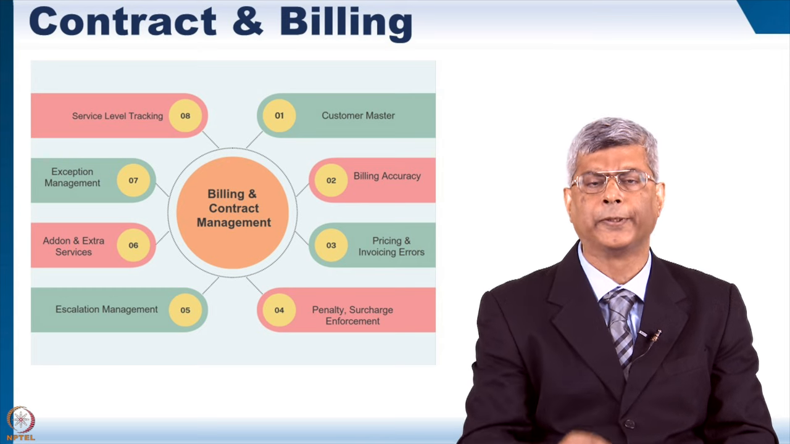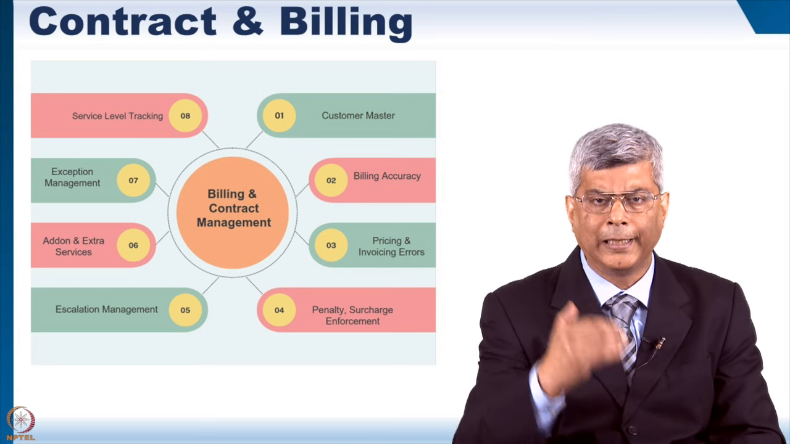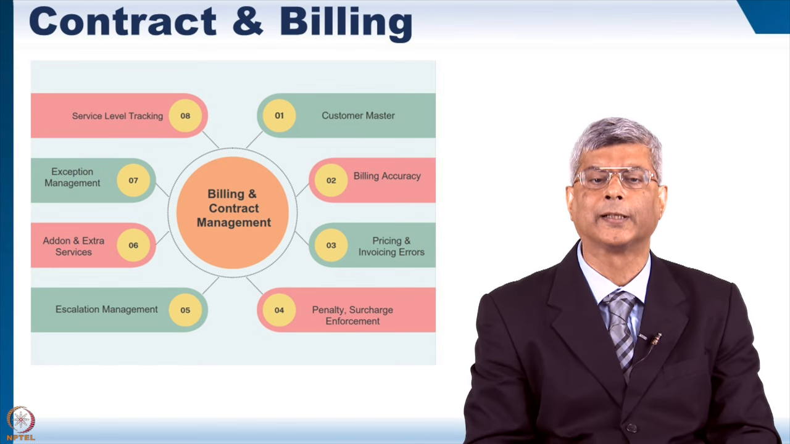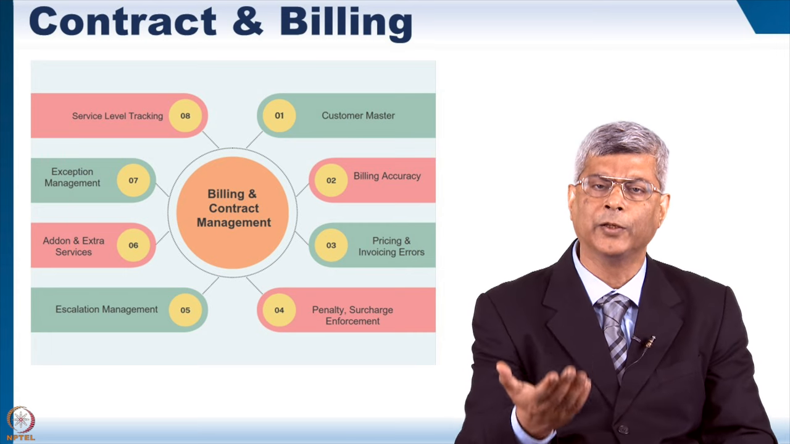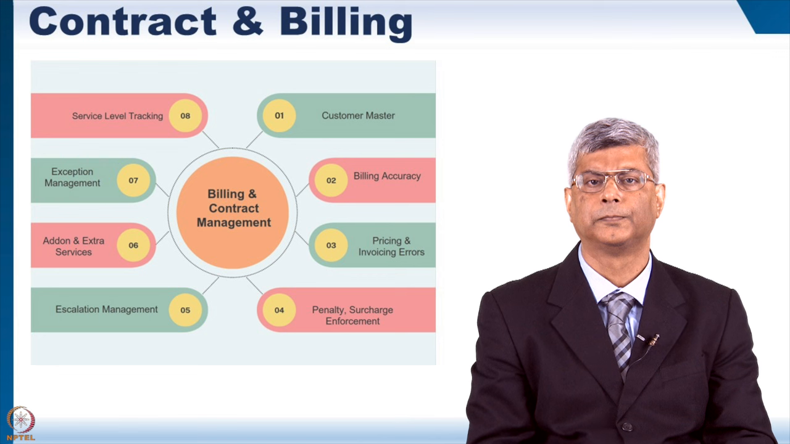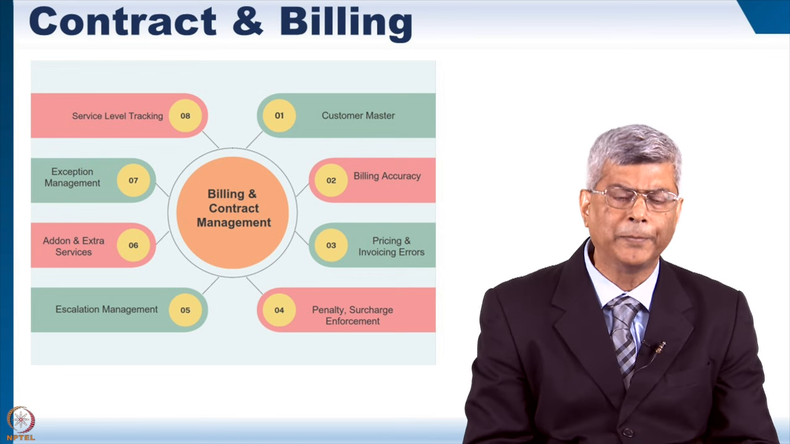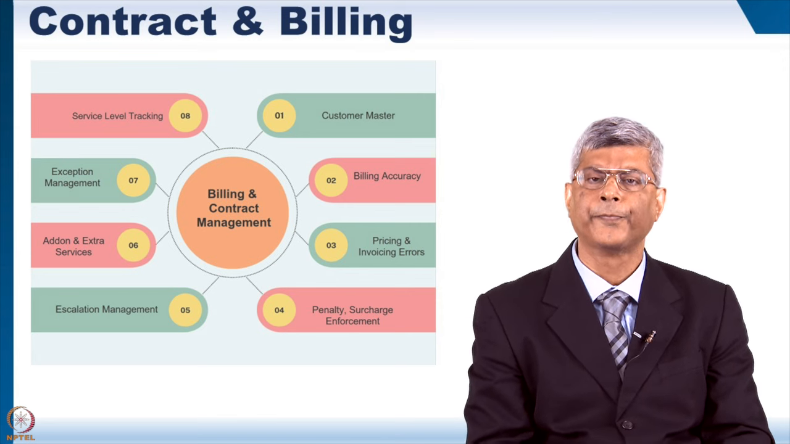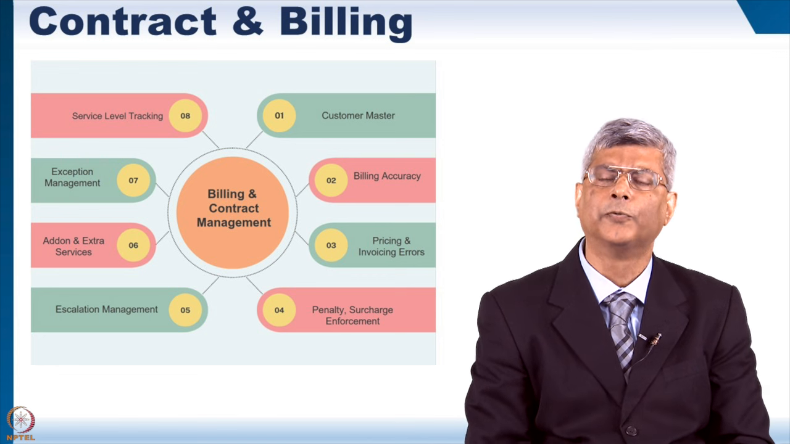There has to be billing accuracy. If you're buying something, the bill has to be accurate. Otherwise, either the company loses money or you as a customer are unhappy. There cannot be errors on the invoice because there's also a tax element to it. Because if there's an error on the invoice, the taxing may be wrong and the government may come after the company.